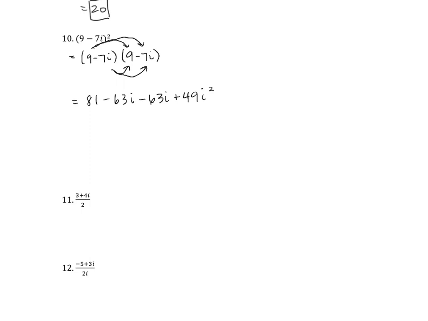Okay, be careful, do not cross out the two middle terms because those are like terms. They're not opposites. So we will have 81 and then the minus 63i and another minus 63i. That will give us minus 126i. And then we have the i squared becomes a negative 1. So 49 times negative 1 is negative 49. Just changes that sign. All right, and now we want to do 81 minus 49. We'll get 32 minus 126i.